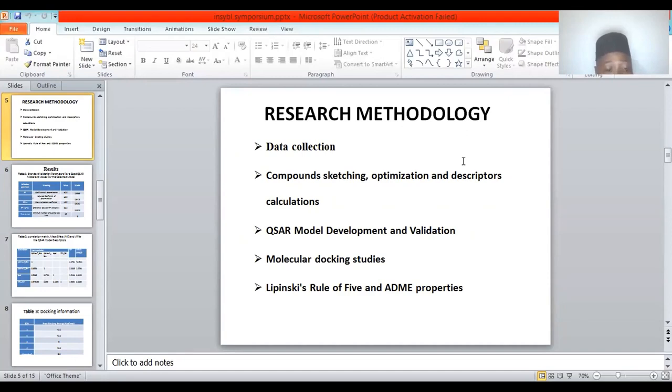Density functional theory quantum mechanical calculation was employed for geometric optimization. All the geometric optimization used B3LYP with the 6-31G* basis set. The optimized structures were saved in PDB format and then exported to PaDEL descriptor software to compute the molecular descriptors.